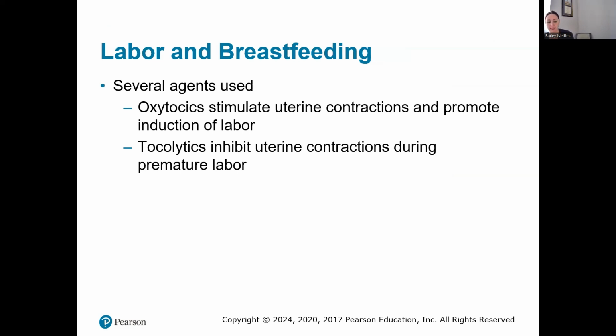So labor and breastfeeding. So we use oxytocics to stimulate uterine contractions and promote induction of labor. Oxytocics stimulate the uterine contractions and promote the induction of labor. Tocolytics inhibit uterine contractions during premature labor, okay? So the oxy induce, the toco prevent.